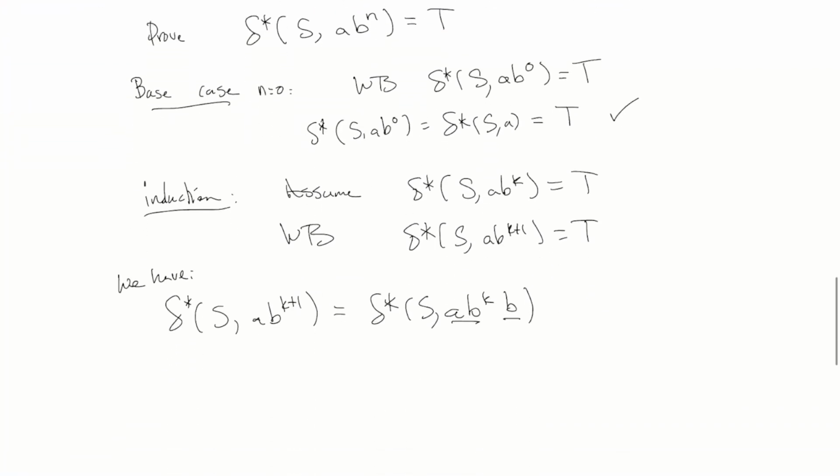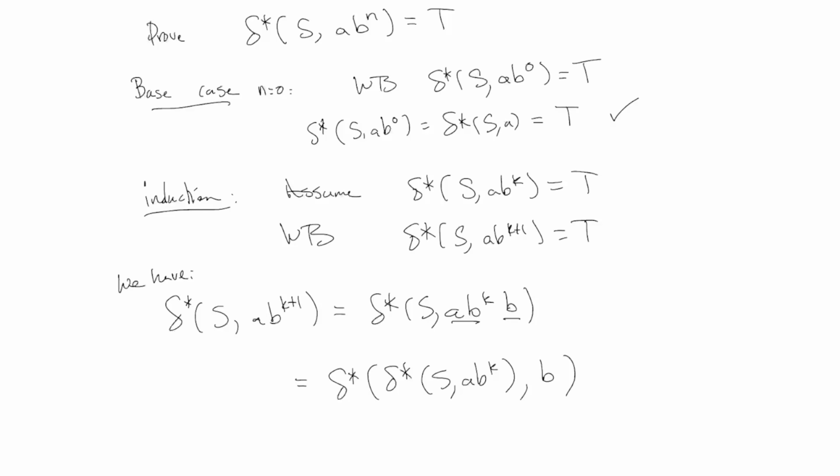And then for the induction, we assume A B to the K goes to T, and we have to show that A B to the K plus 1 goes to T. We start with the K plus 1 here. Split that apart as A B to the K followed by B, because I want to see A B to the K together, since that's the induction hypothesis. And then do your favorite property of delta here: delta of S, A B to the K, comma B.